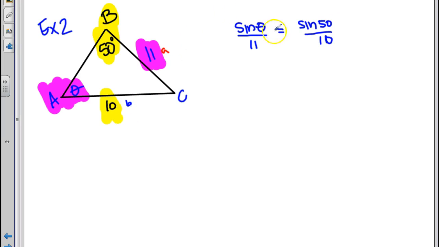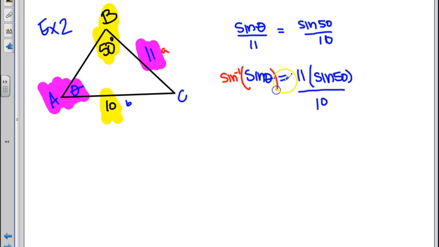All right, so now we are solving for this angle. So we can cross multiply, or you can just multiply both sides by 11. Sine theta is equal to 11 multiplied by sine 50 over 10. So cross multiply and then divide. All right, now we have talked about this. These are connected together, so we have to take sine inverse in order to get theta by itself, and we must do that to both sides.